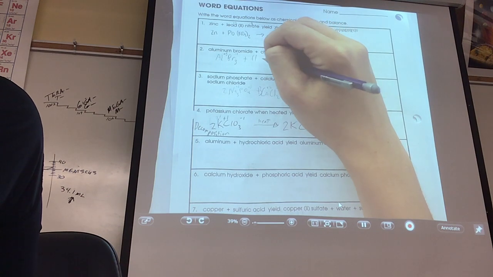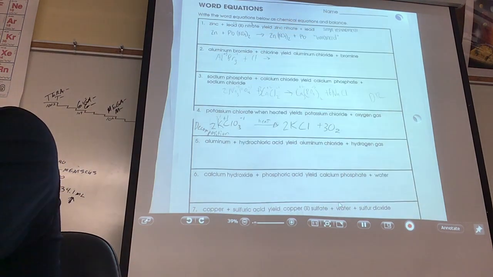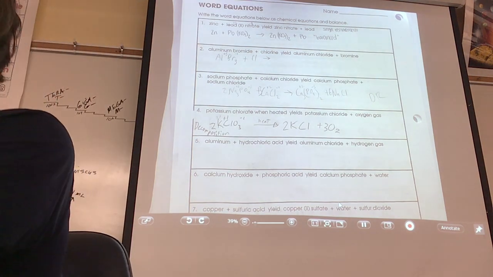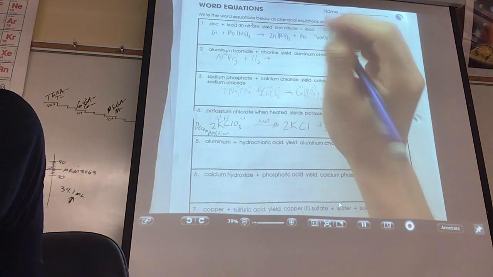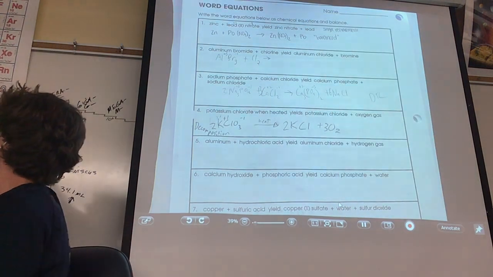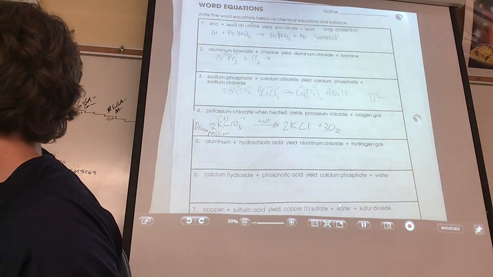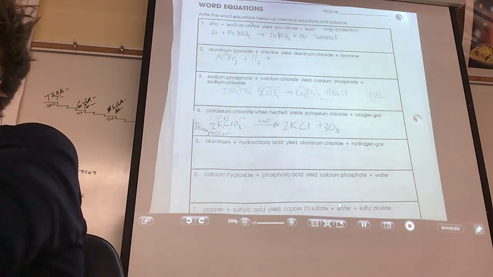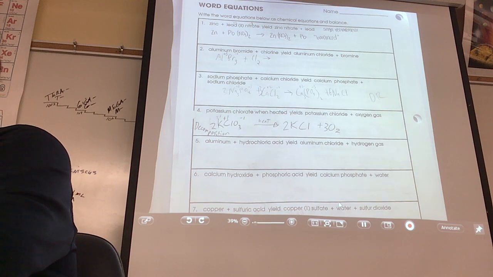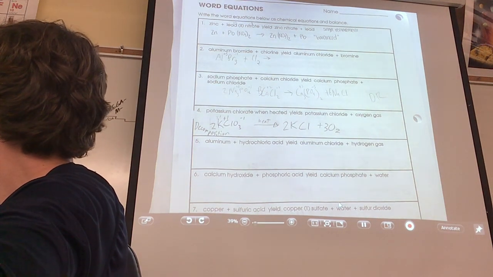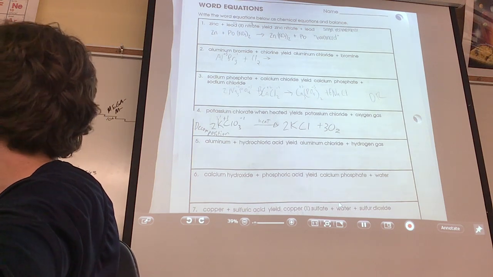Is that one diatomic? Yes, it is. What are the diatomic elements? That column and that column and hydrogen over there. All the ones that end in "gen": oxygen, hydrogen, nitrogen, and a couple others.